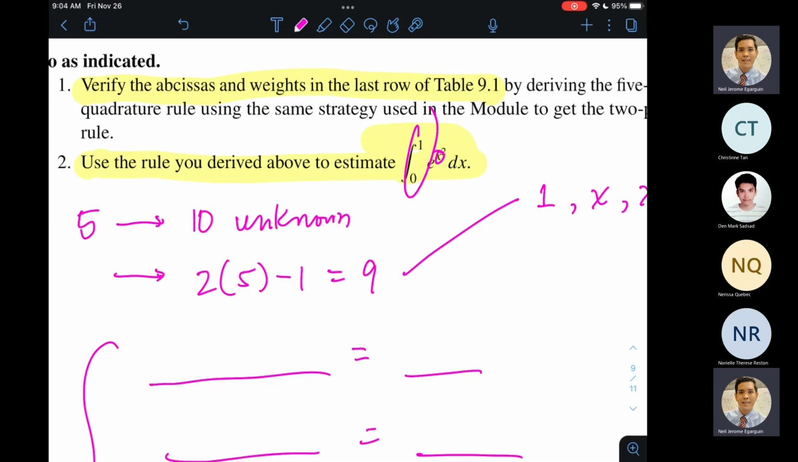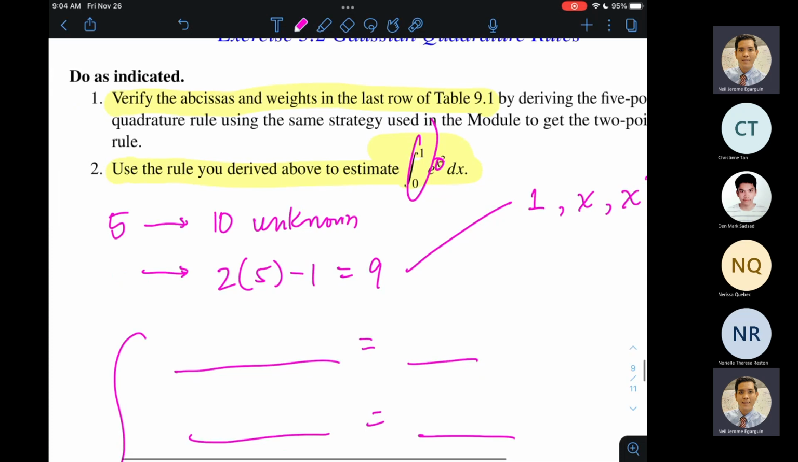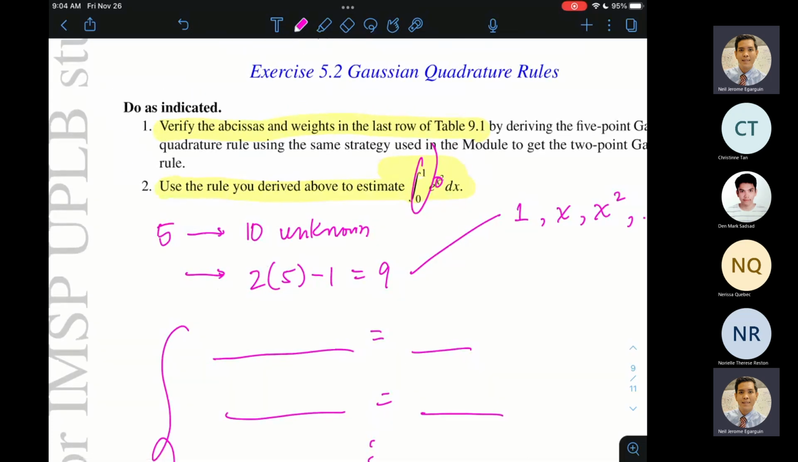I think the exercise is pretty straightforward. So good luck, guys, sa paggawa ng exercise 5.2. So yeah, I think that's it. Unless you have questions, mga pahabol na queries.